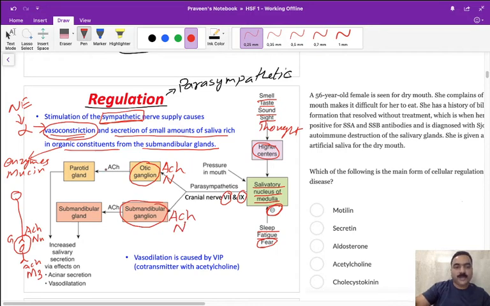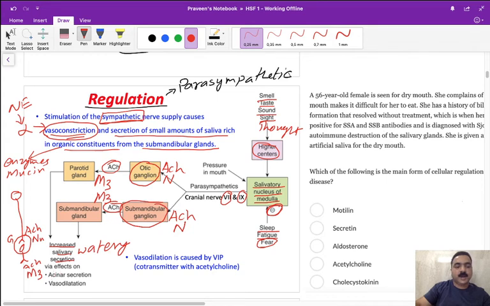Now the postganglionic neuron releases acetylcholine and acts on the gland itself, on the parotid gland and on the submandibular gland, through the M3 receptor. So remember the muscarinic receptor, M3 receptor. Under the influence of the muscarinic receptor, what will happen? There will be increased salivary secretion, especially the watery and electrolyte rich secretion.